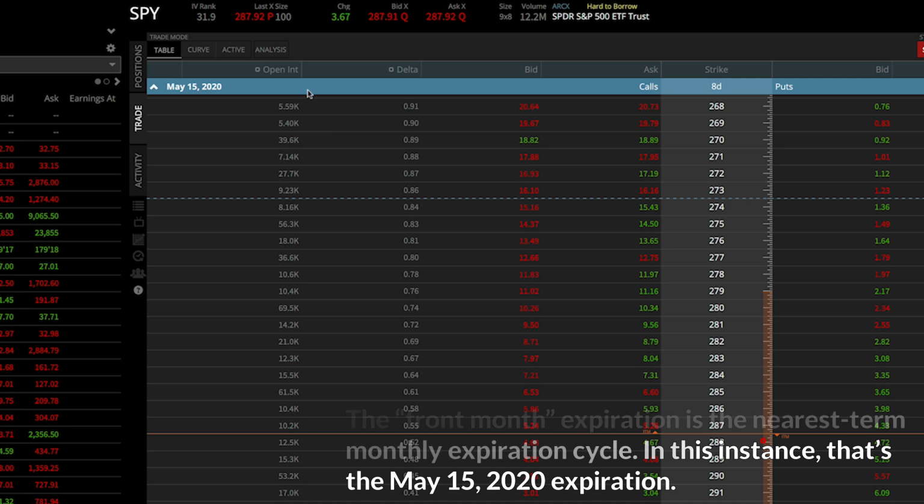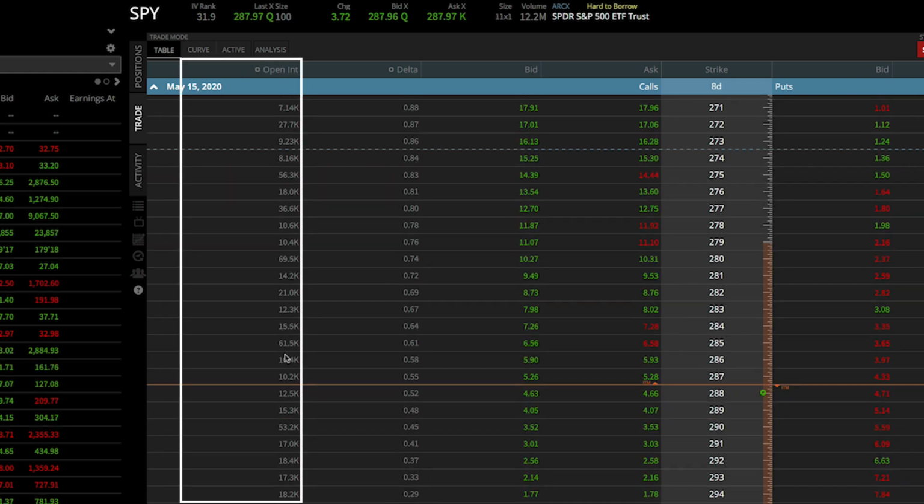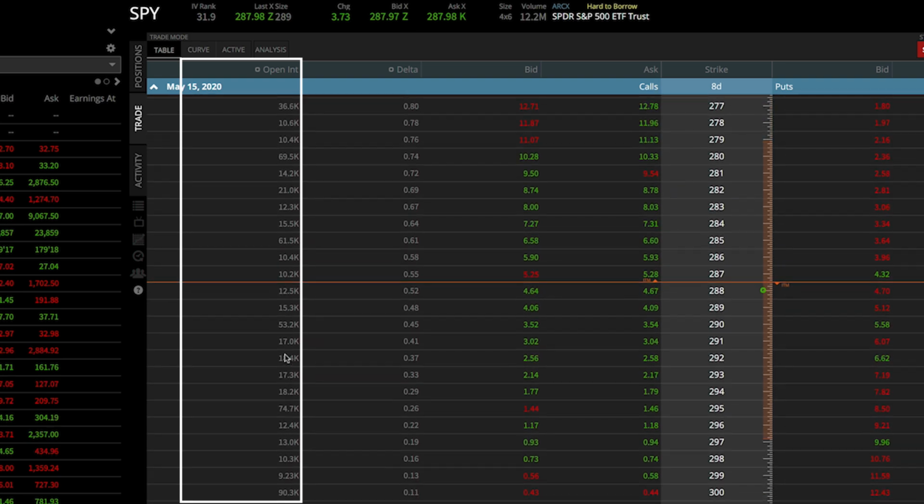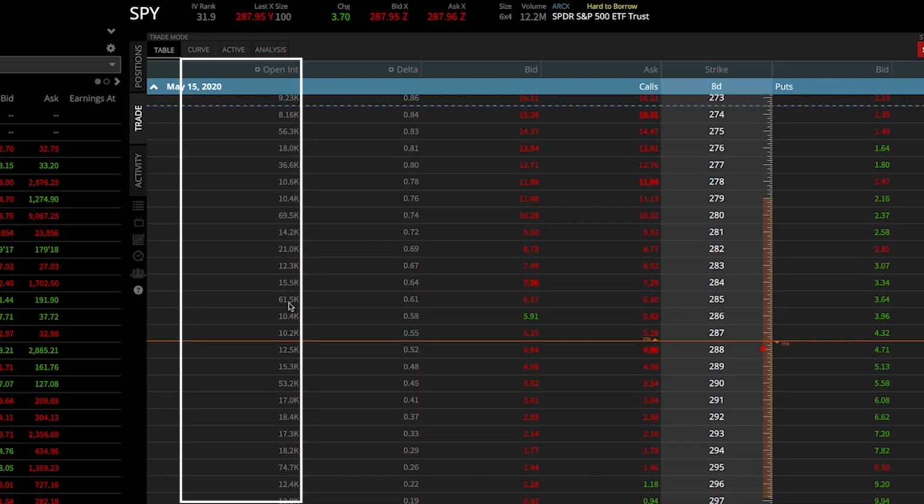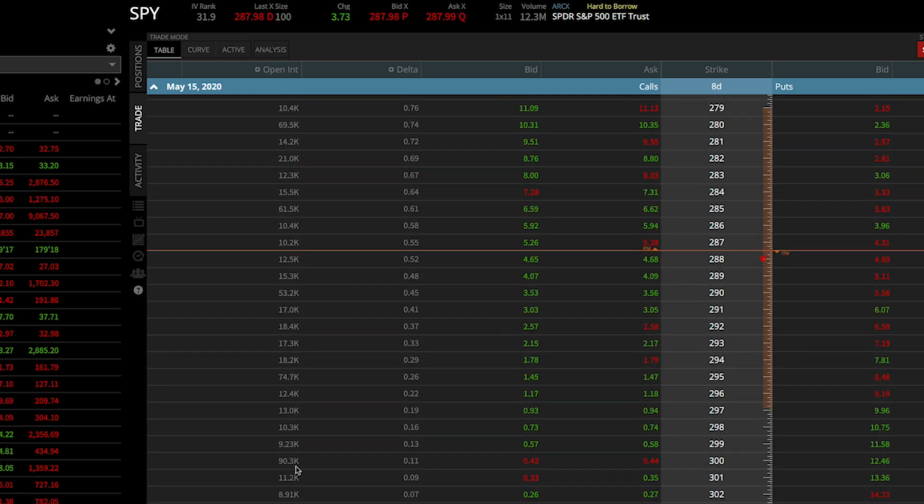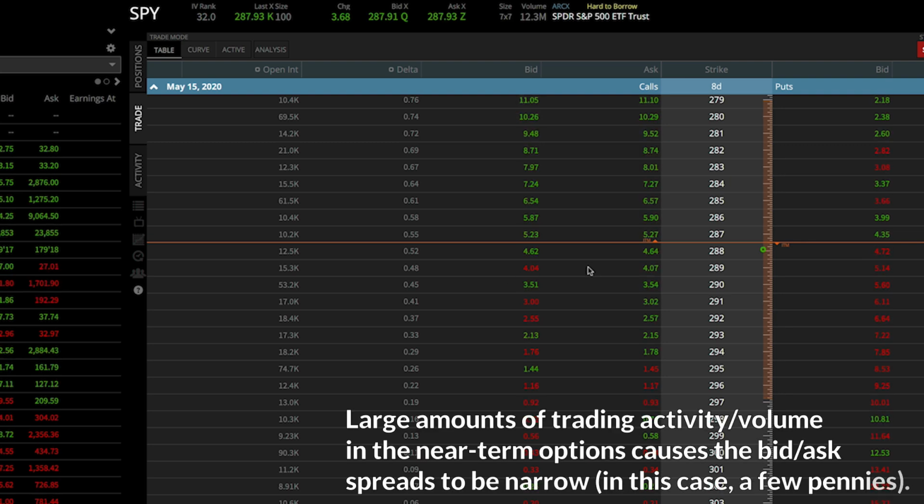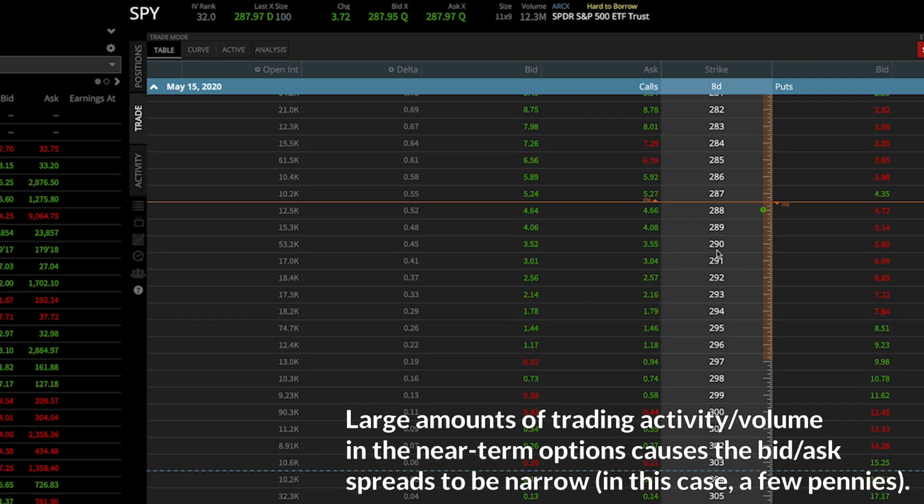So the first thing I want to point out is that the open interest is in the tens of thousands for basically all of these strike prices. So that means there's tens of thousands of open option contracts between two parties at all these different strike prices, and that means that there is a ton of trading activity in this particular expiration cycle. We can also see that the bid-ask spreads are very, very narrow, and that is a result of all the trading activity that's taking place. So if I look at the 290 call, the bid is 352, the ask is 355, so 2 to 3 cents wide there.